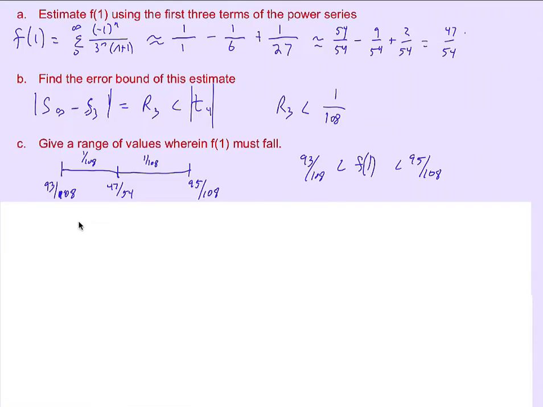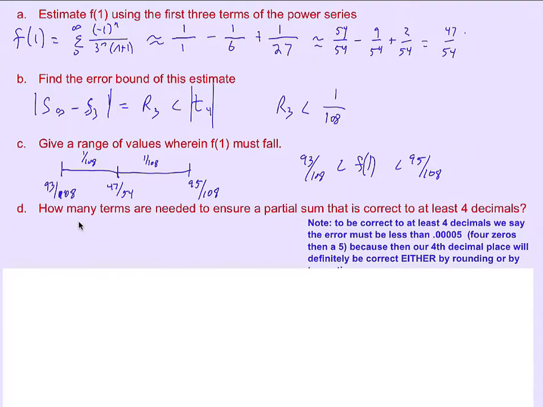Say, for example, we want it to be correct to 4 decimal places. Now, this is a weird little thing here that happens. We're not going to get too deep into why it happens this way, but just know that if you need to be correct to at least 4 decimal places, that means we need our error to be less than 0.0005. It's 4 zeros and then a 5. We're not going to get into why that's the case in this video.